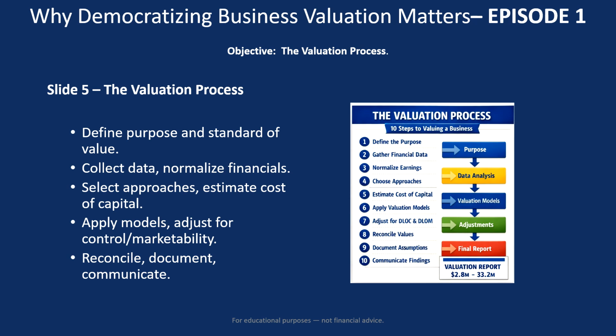Now steps 7 to 8, adjustment and reconciliation. Apply DLOC for the lack of control, as you are valuing a minority stake, and DLOM if the shares are illiquid, as they almost always are for an SME. Then reconcile across methods. You're not picking a single number, you are arriving at a defensible range that reflects the weight of evidence.